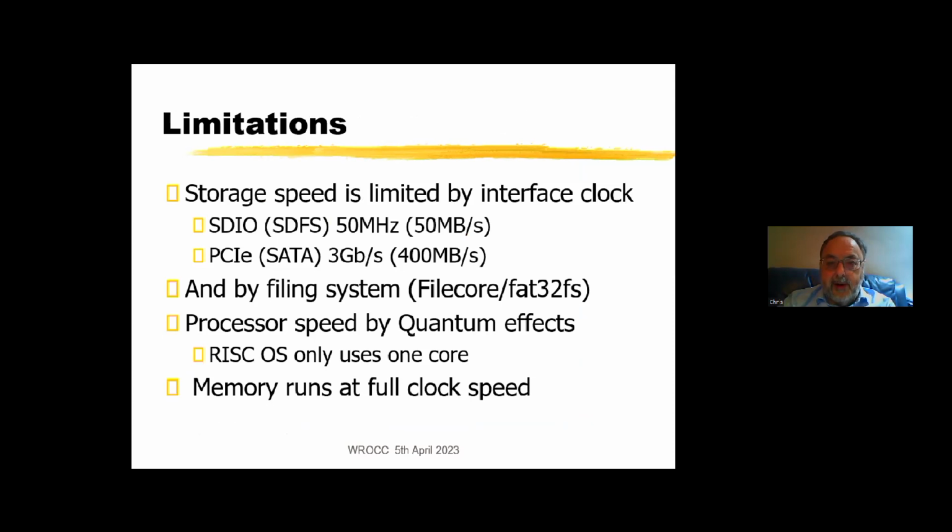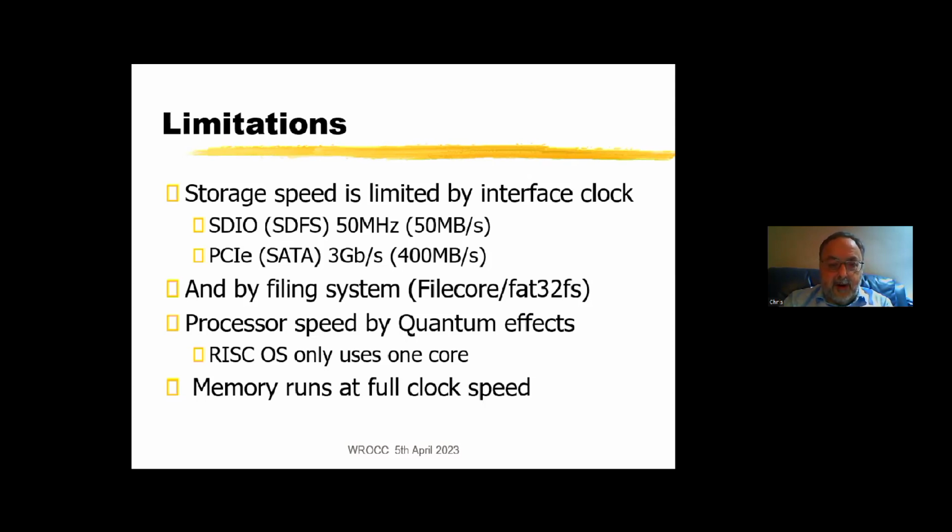Obviously, storage speed is really limited by the hardware you're using. So SDFS isn't going to get much faster because of the clock speed on the bus that it uses. Whereas SATA is pretty close to the theoretical speed on the Compute Module 4. So unless we rewrite FileCore or the filing system, we won't get much faster than that.